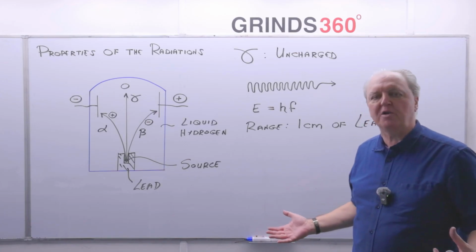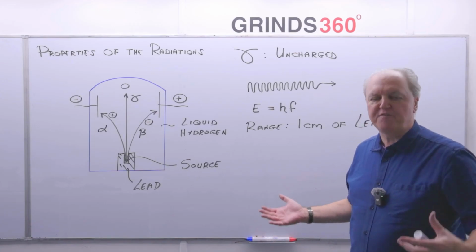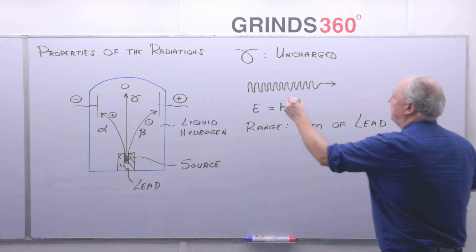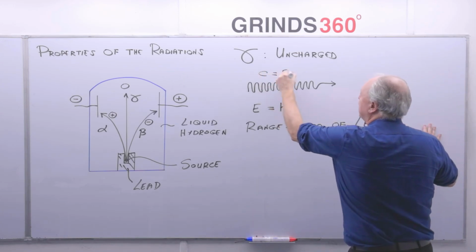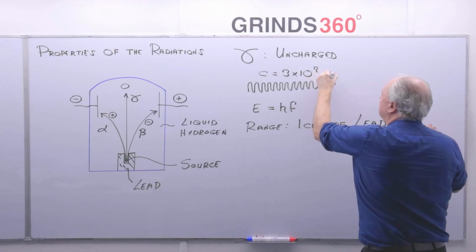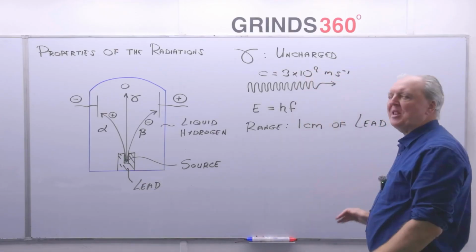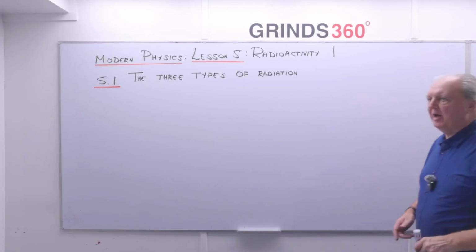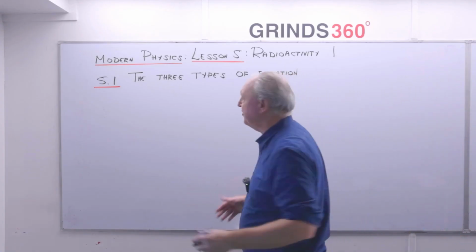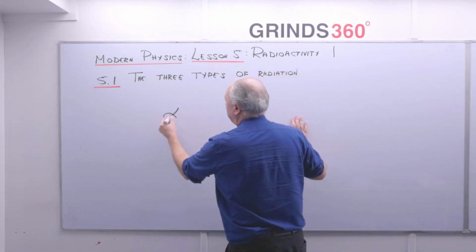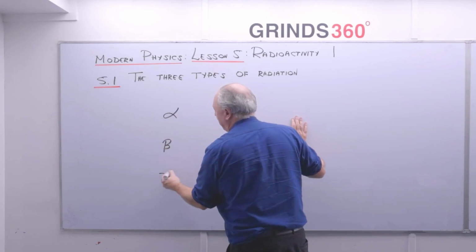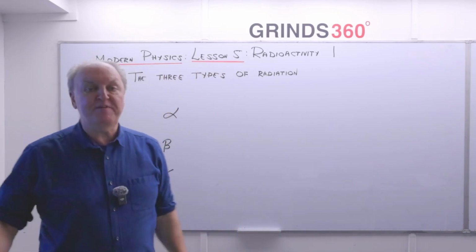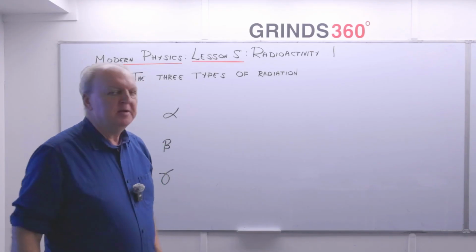They're not particles at all. They're high energy photons. They travel at the speed of light, of course, because they're photons. They travel at 3 by 10 to the power of 8 meters per second, just like all electromagnetic radiation. So just to summarize, we have three types of radiation. We call them alpha, beta, and gamma, the first three letters of the Greek alphabet. But we've actually retained those names.